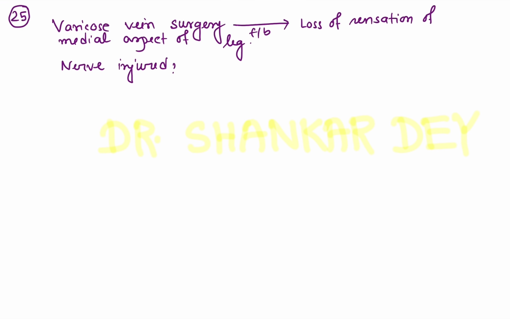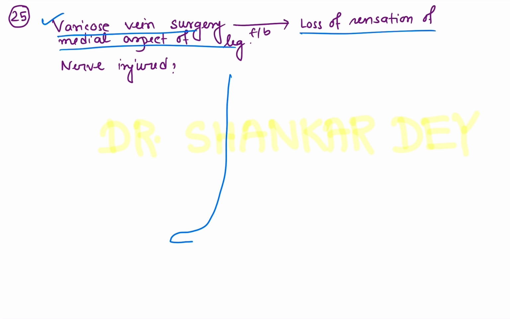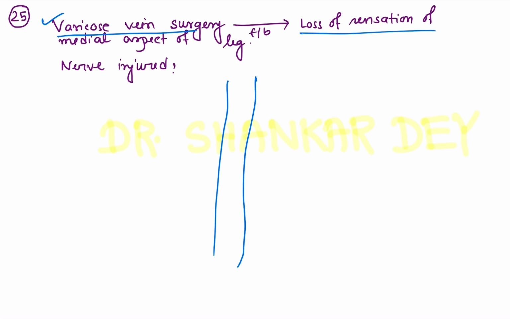Coming to question number 25, varicose vein. Following varicose vein surgery, there is loss of sensation from the medial aspect of the leg. So the question asks about the medial aspect. Suppose this is the right limb, this is the medial malleolus, this is the patellar bone, this is the knee. One nerve comes along the medial aspect of the leg like this and also supplies the medial border of the foot. This nerve is nothing but the saphenous nerve, a branch of the femoral nerve.